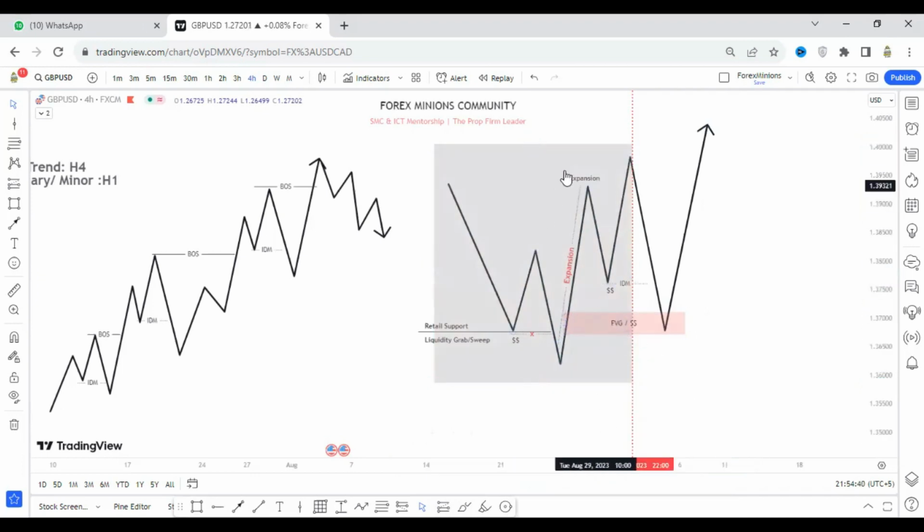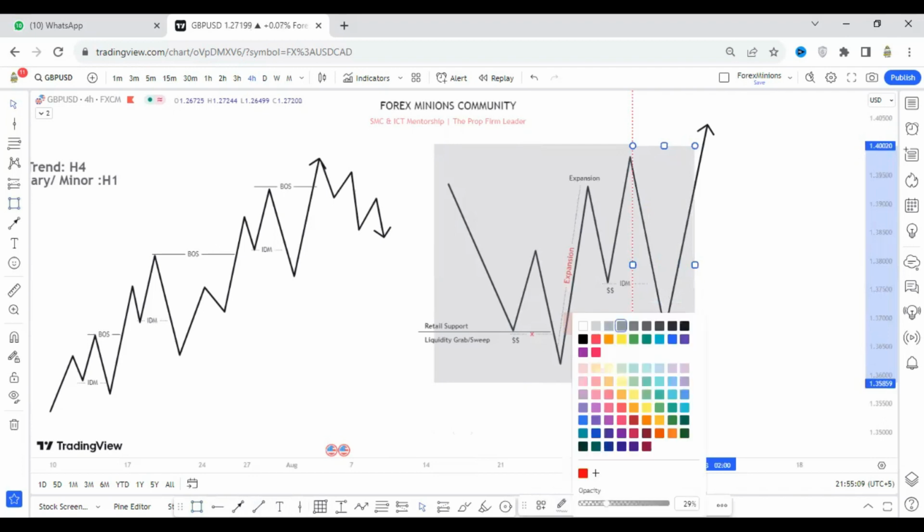So we always need to find this phase in the market. This phase: expansion to the lower side, retail spot, early buying, liquidity grab, and expansion with fair value gap. Secondly, an inducement level creation. Whenever we see the market in this gray area, then we will expect this move. Then we will wait for the market to come back and take our orders.